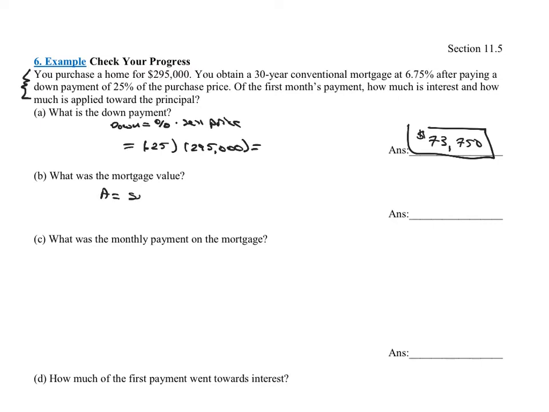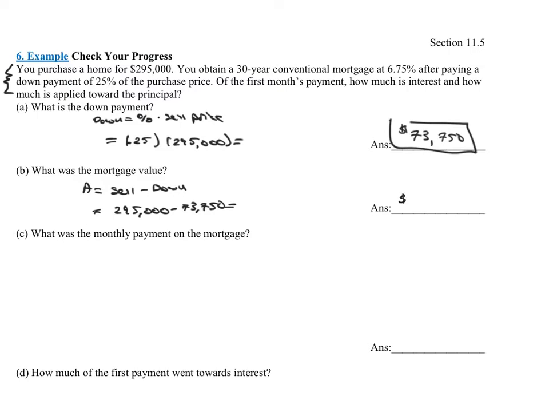Now that we know the down payment, we could find out what our mortgage amount was. To find out that mortgage amount, you always do the sale price minus the down payment. The sale price was $295,000. The down payment was $73,750. This gives me a mortgage value of $221,250. So that's how much this person has to borrow after putting $73,750 down. Again, this person would have fees on top of this, loan origination fees. They'd have points that they'd probably pay, closing costs, but that's not what we're looking at in this problem, so don't worry about that right now.